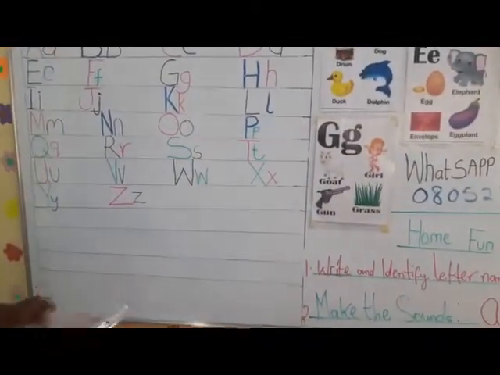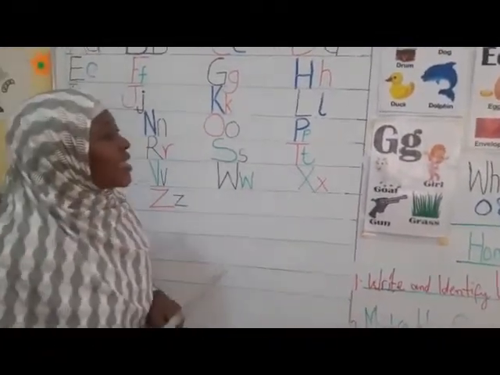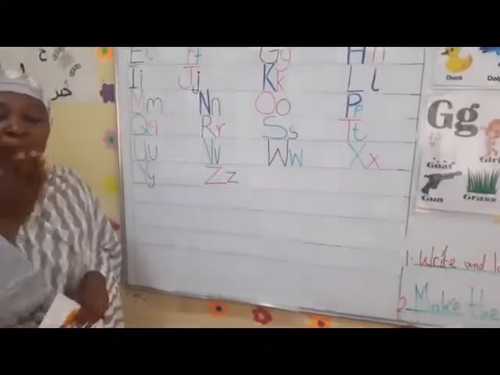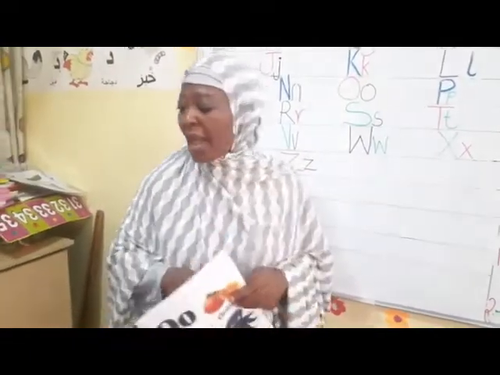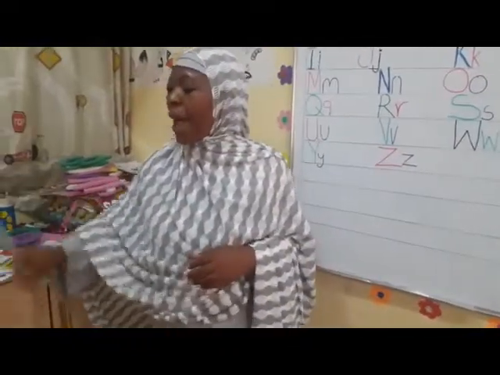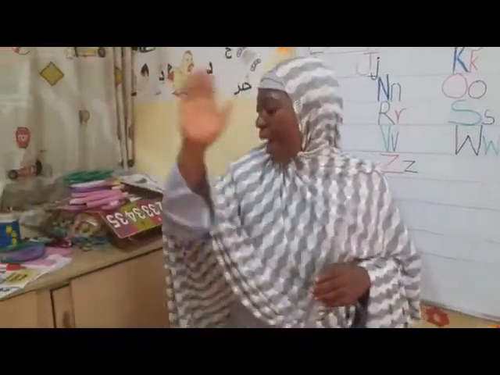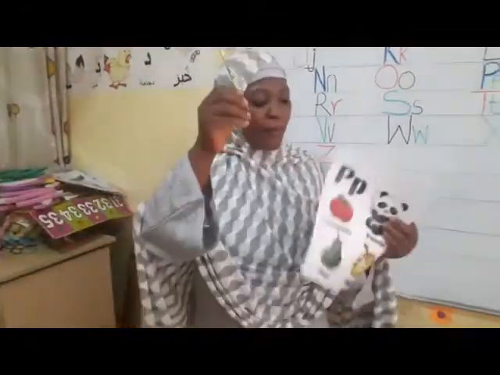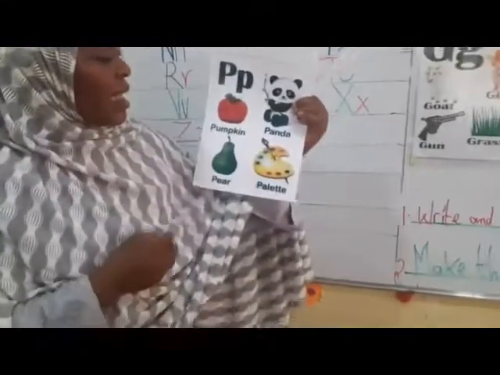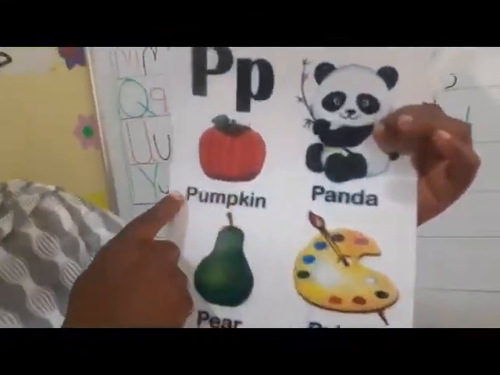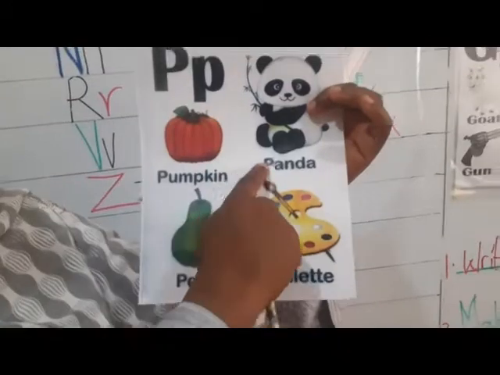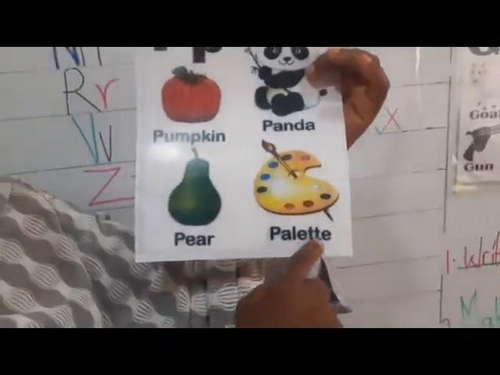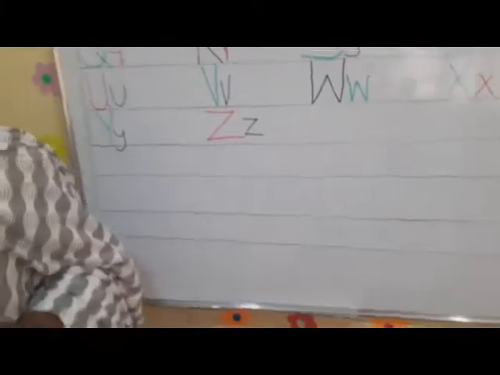Let's go to the next one. Letter P. What is the sound of letter P? It sounds P. As in palm. As in pencil. As in pumpkin. As in panda. As in pear. As in palette. Mashallah.